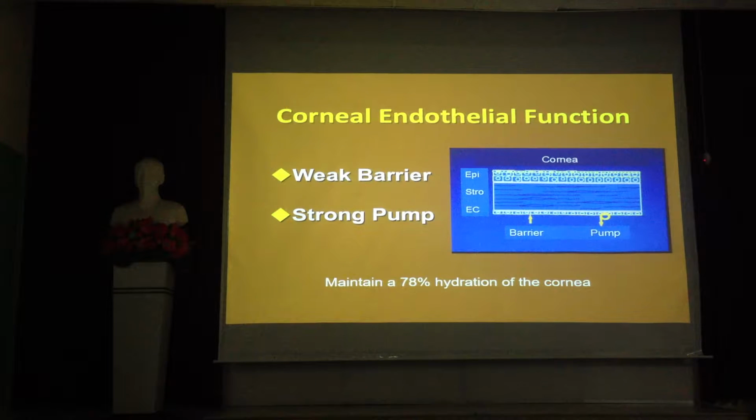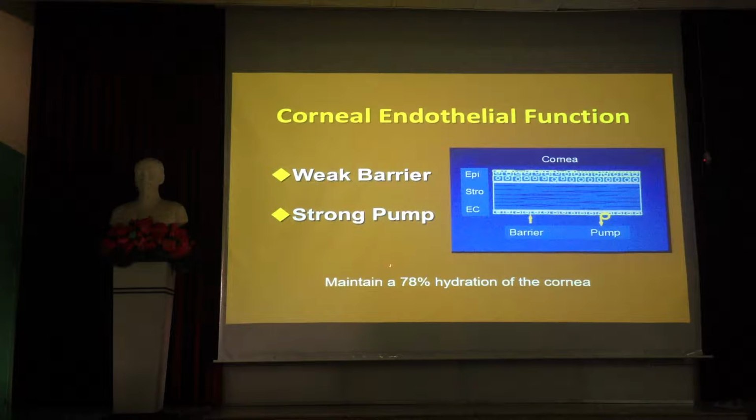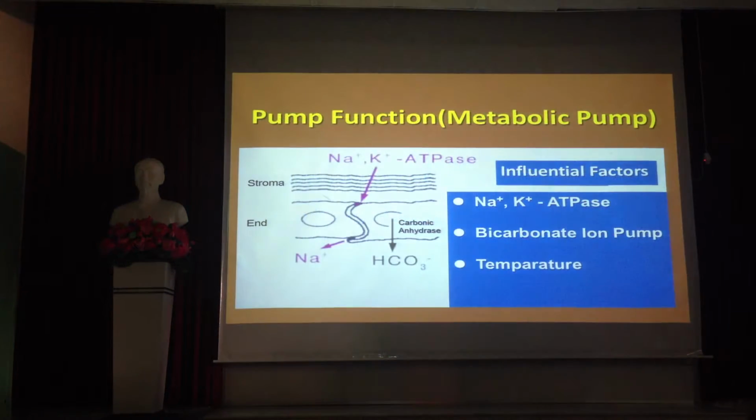As you may know, the corneal endothelial cell has two functions. One is the weak barrier, and number two is a strong pump that could maintain about 78% of the hydration of the cornea. Everybody knows the strong pump, but sometimes we tend to forget that the weak barrier also exists in the corneal endothelial cell.